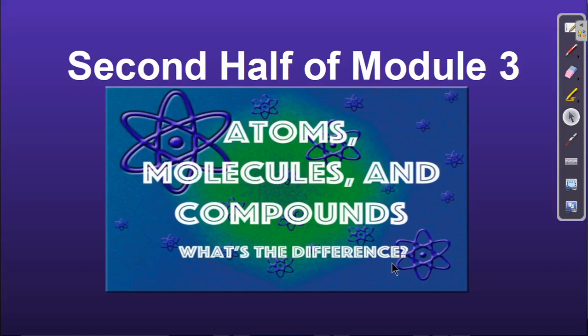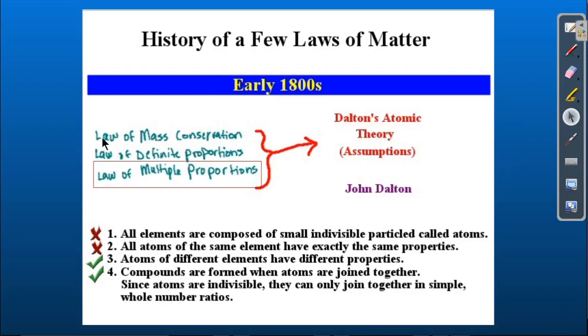Hello and welcome back to the second half of Module 3. So last week we talked about the law of mass conservation and the law of definite proportions, and this week we're going to look at the law of multiple proportions and Dalton's atomic theory, which is actually an assumption. Okay, it's not a law.